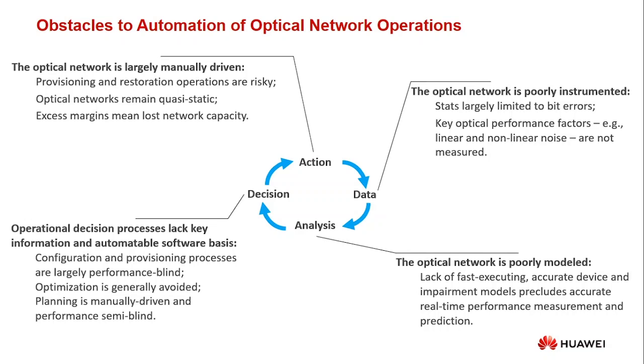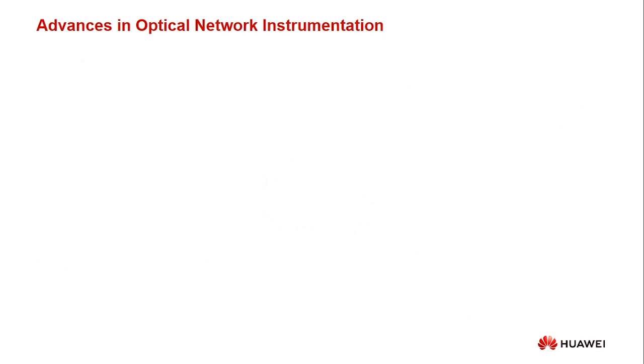The optical network, as a result, is largely manually driven. Provisioning and restoration operations are risky in a sense, so we tend to leave the optical network alone. We leave it quasi-static, which kind of runs against the trend of service dynamics and the goal of network reconfigurability. And it means that really we provision a lot of excess margin, right? And that means lost network capacity.